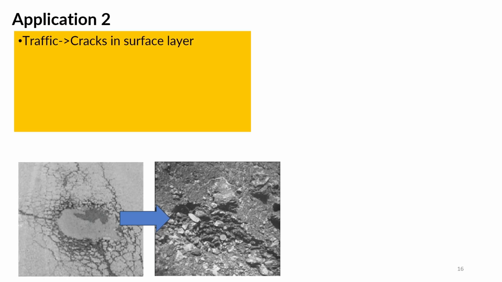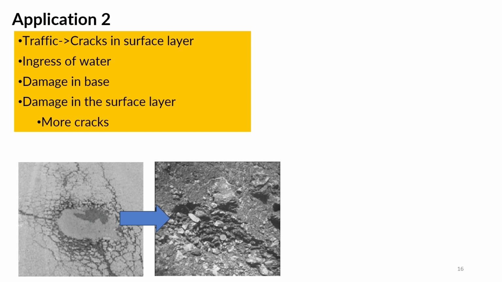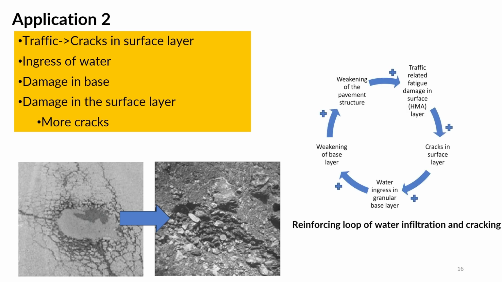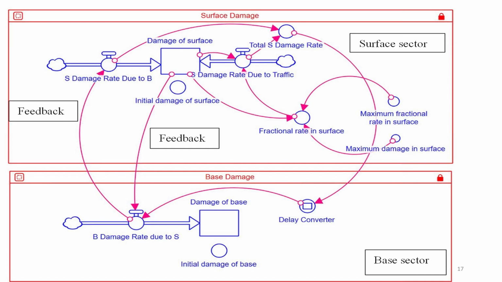So I said that there's traffic, and it cracks the surface over time. There is ingress of water, there is damage in the base, and as a consequence, the structural capacity is reduced and there is damage in the surface layer. And you have more cracks, more water. Okay, and I referred to this picture before. How do we model this reinforcing loop? Because if we model this, we'll be able to tell how quickly the pavement will fall apart if we have a threshold cracking, as well as how much I need to seal in order to prevent that.